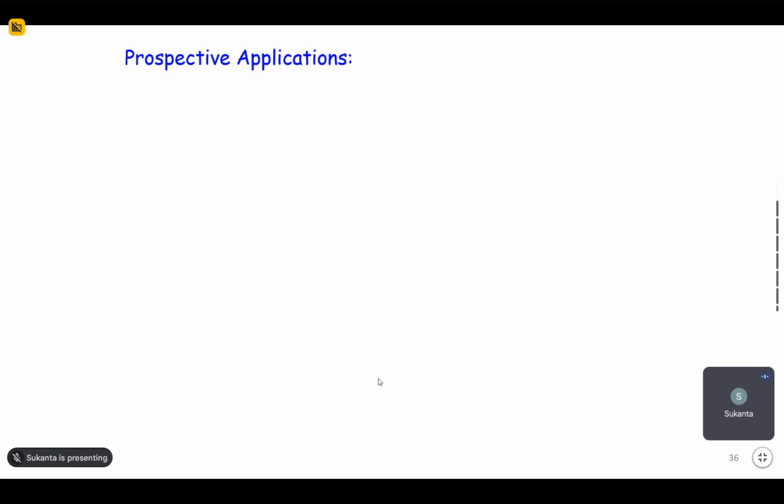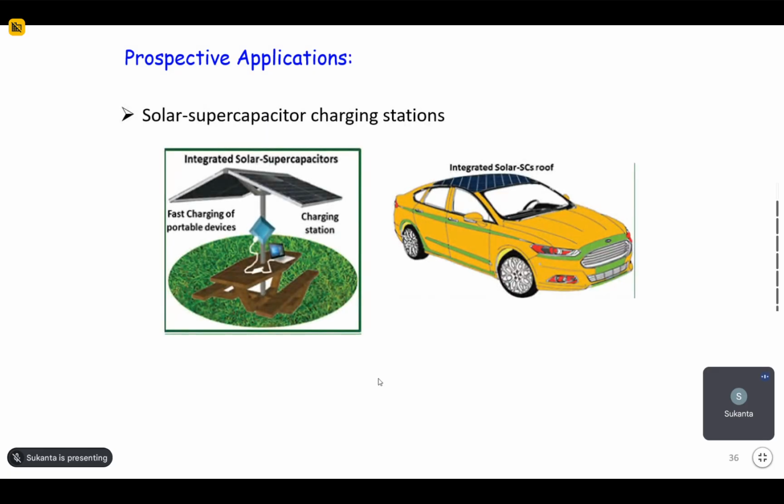So the prospective applications of supercapacitors: a solar supercapacitor charging station in a garden or parking. We can use a supercapacitor which gives instant power. So if you have a solar cell, from there you can take power, and through the supercapacitor there will be charging. Why supercapacitor? Because it gives instant power, quick power, and huge power. We can integrate a solar supercapacitor group, meaning it will act as a solar cell as well as the supercapacitor.